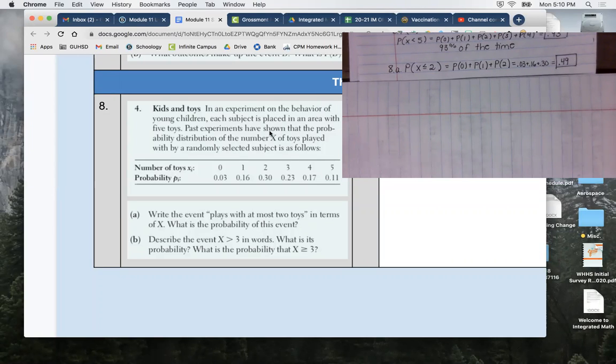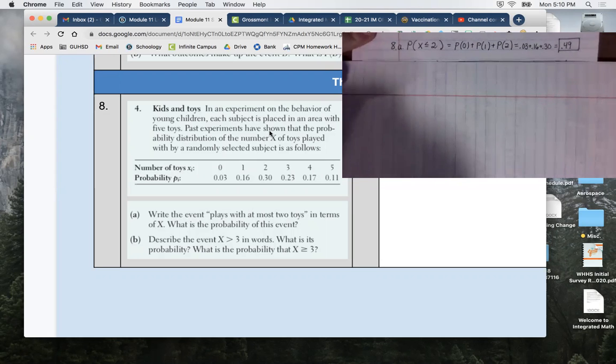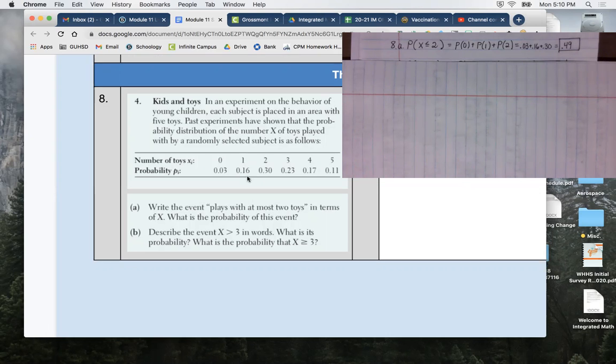Okay, so today we are just doing a review, and you just had two problems to look at, basically to get caught up if you haven't already. So, for this one, we have an example where they're talking about the number of toys that children played with when they were put into a play area.